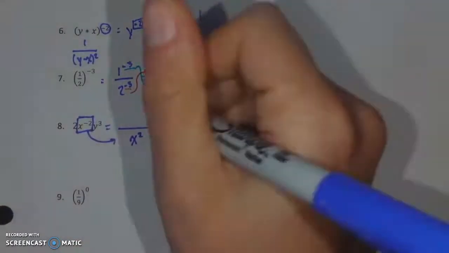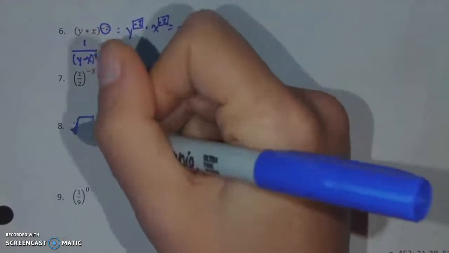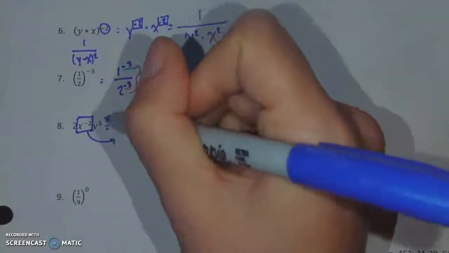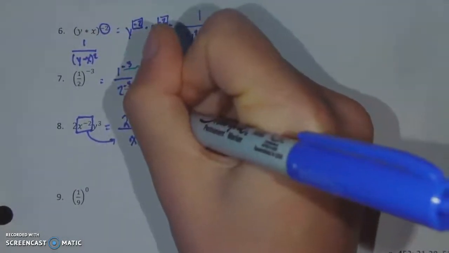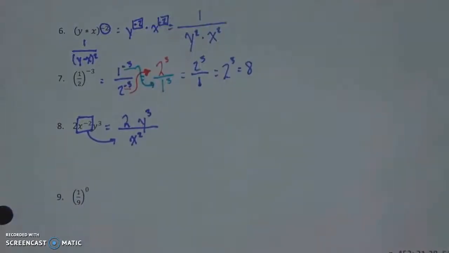And 2 will not move because 2 here does not have a negative exponent. And y will not move because y does not have a negative exponent. So you have 2y to the third x squared. And I would like to remind you, always watch that you have only multiplication or division between terms, because otherwise it's going to mess us up. Okay, so number 9. Whew, we're almost there.